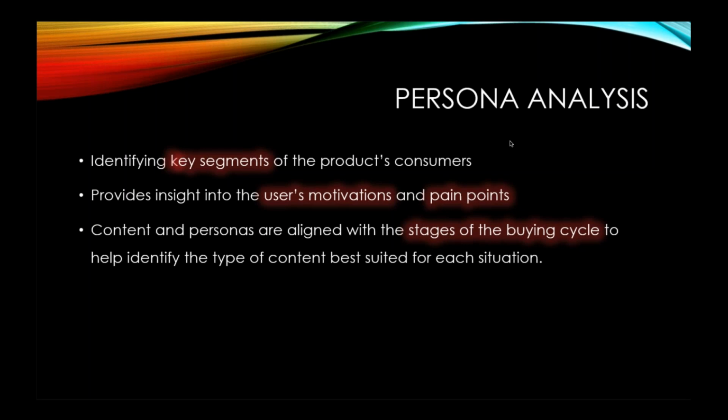And content and personas are often aligned with the stages of the buying cycle, because that helps us understand what kind of content, what kind of help, what kind of support a user is going to need, depending on how new their adoption is of a specific product or how mature, how long they've been using it.